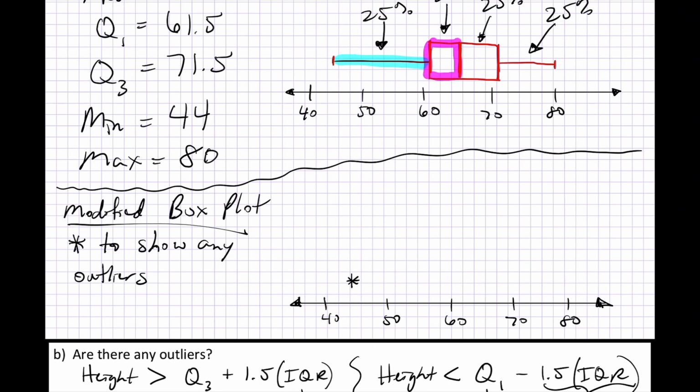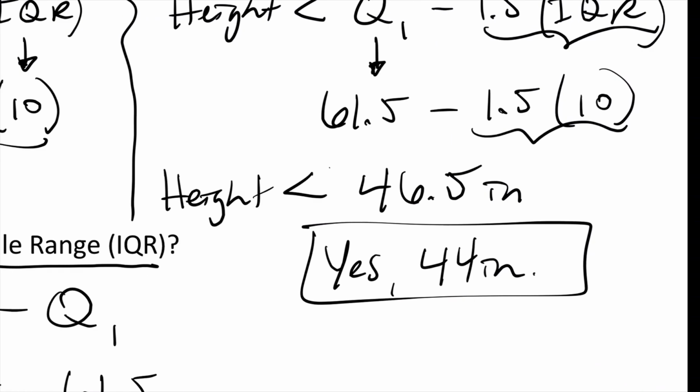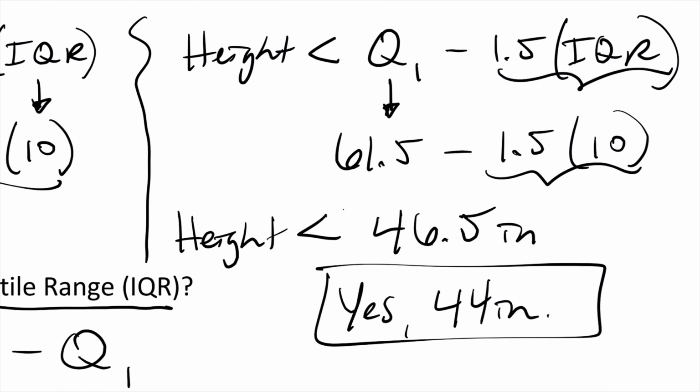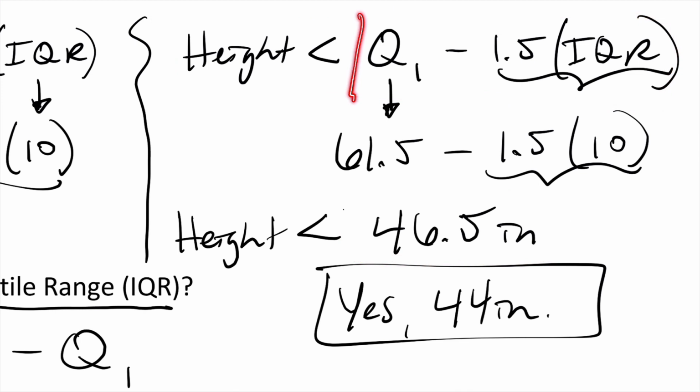Because I use this formula here. Because I used the formula, I plugged it in, and that's the number I got. I got 46.5. Anything lower than 46.5 is considered an outlier. So yeah, just use the formula. It'll always be that formula. This is the formula you'll always use.